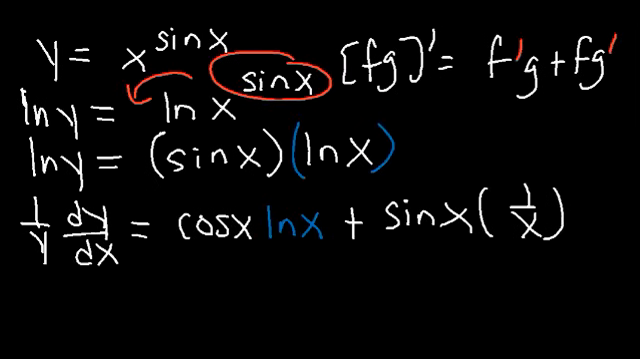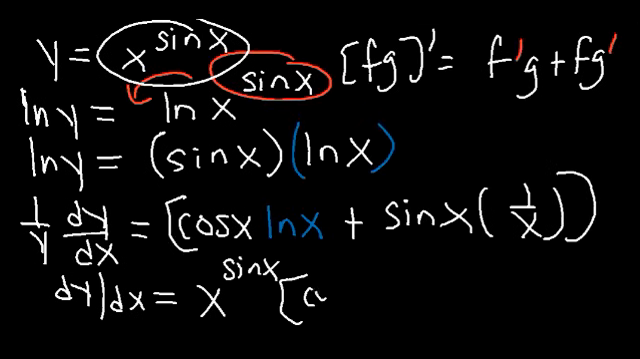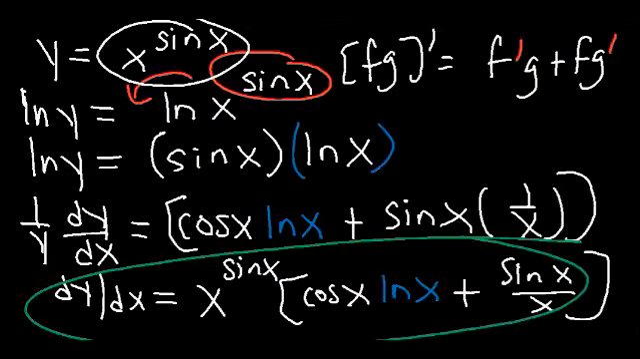So now our next step is to multiply both sides by y. So dy dx is equal to y, which is x raised to the sine x, times everything that we see here. That's cosine x ln x, plus sine x divided by x. So this is the first derivative.